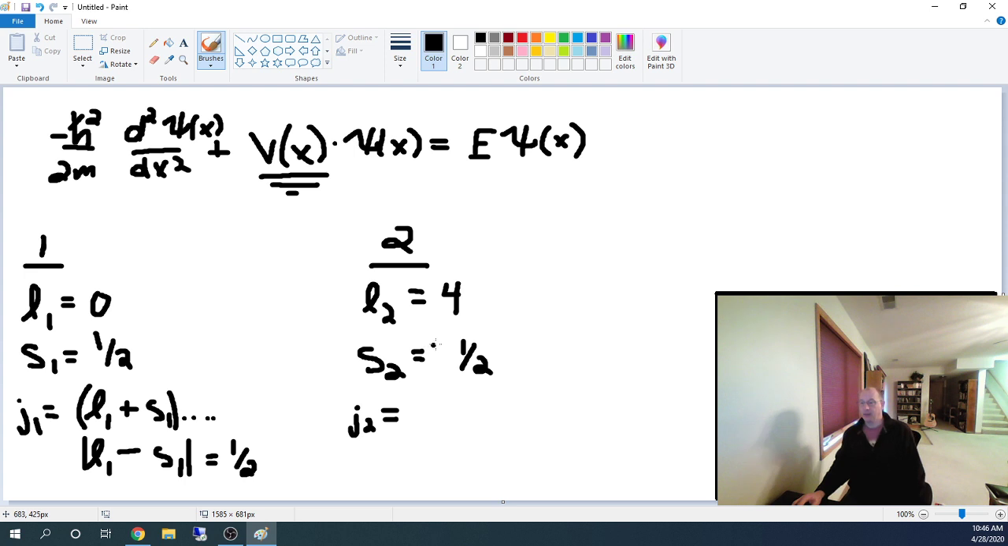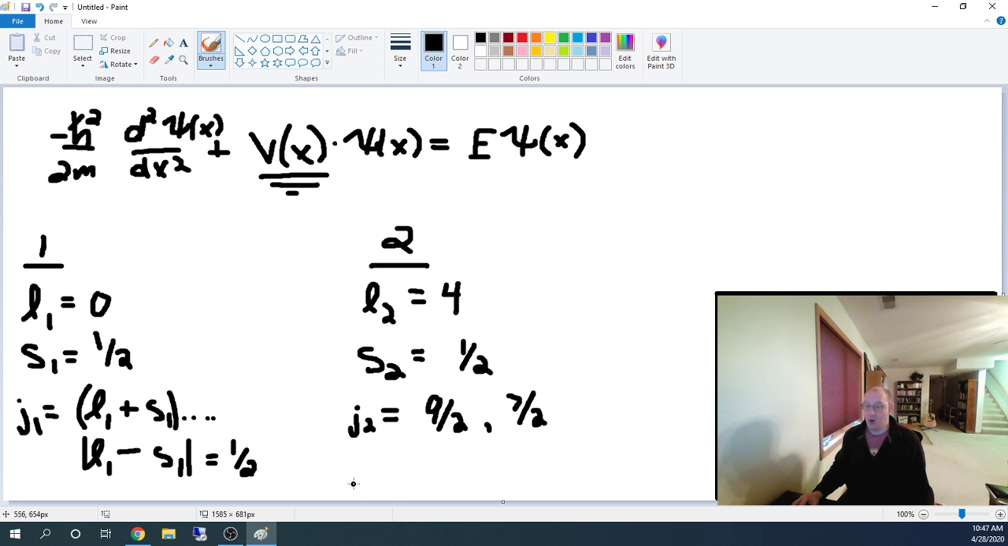What about J2? All right, well, I forget 1 now, and I do 2. I could have 4 plus a half, which is 8 halves plus a half, so that'd be 9 halves, because that's L2 plus S2. And then in units of an integer, all the way down to 4 minus a half. That looks like 7 halves. All right, and those are the only 2 values that are involved.